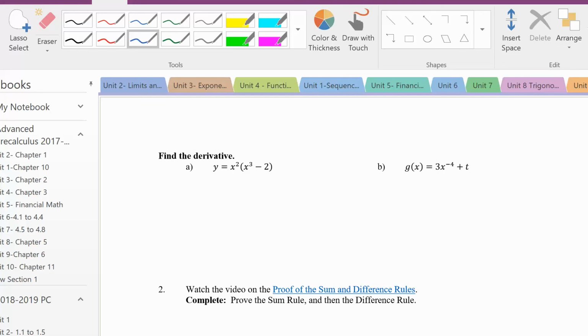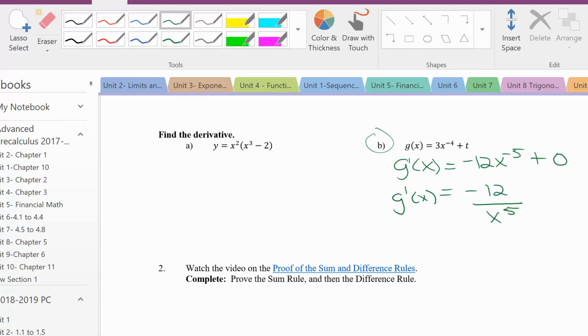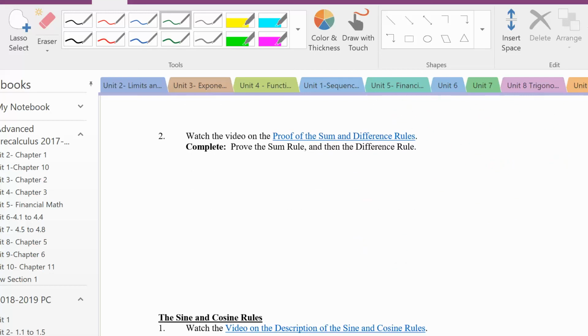So go ahead, and we've already done this one, so go ahead and try B on your own, and then I'll post the answer. All right, so there's the answer. Hopefully that makes sense, because the derivative of t is just 0 because t is a constant.